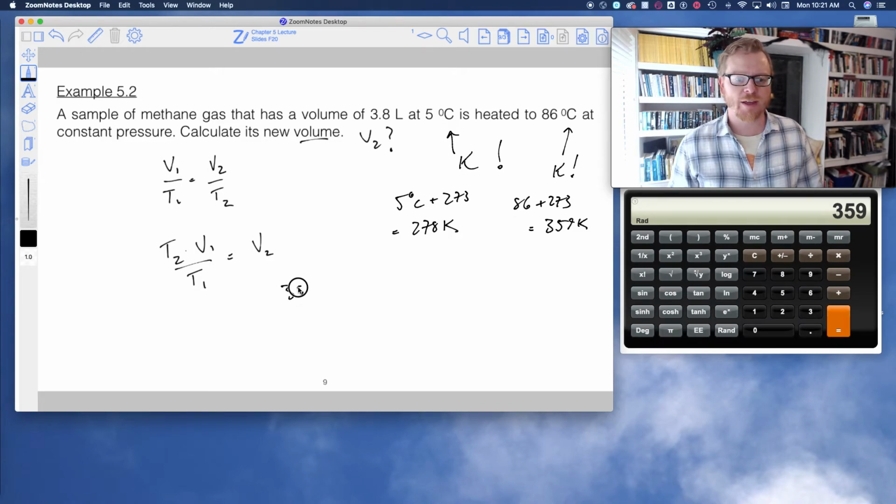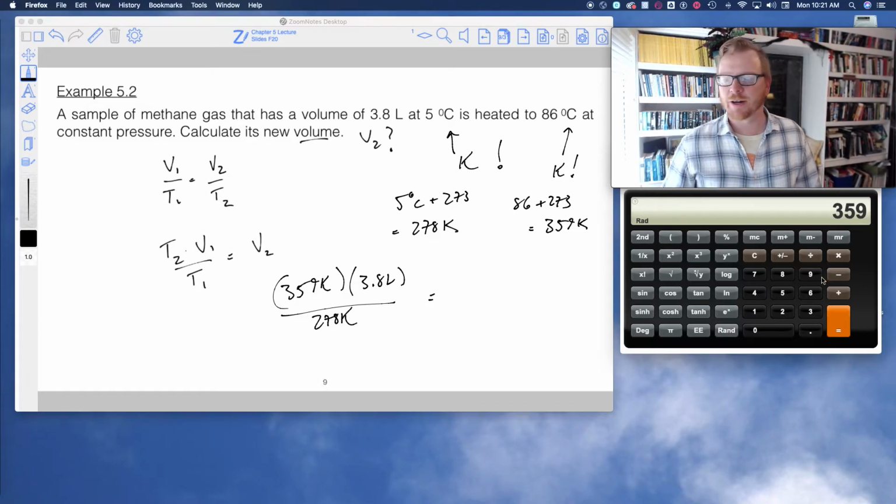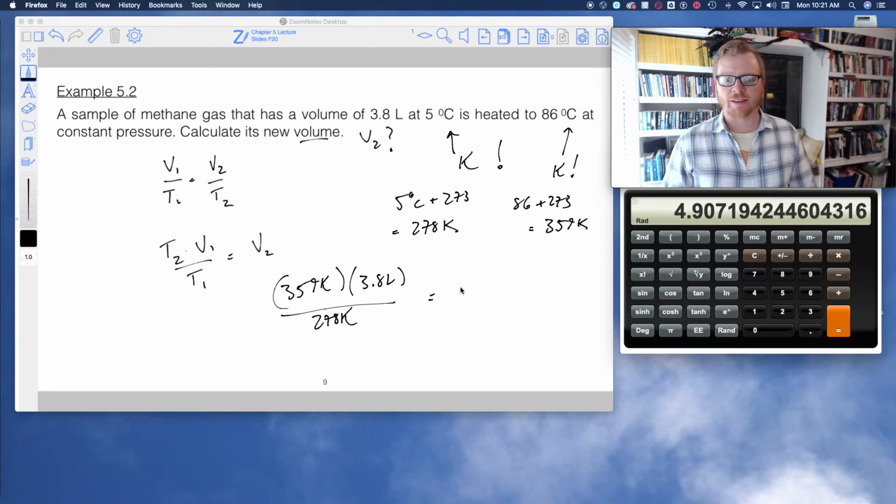Okay, so 359 Kelvin. And then what do we say? V1 is 3.8 liters. And then now divided by 278 Kelvin. Yeah, we're going to get a bigger volume, but not like 65 liters. I knew that didn't seem right. Okay. So now and then times 3.8. Okay. 4.9 liters. That makes a lot more sense.